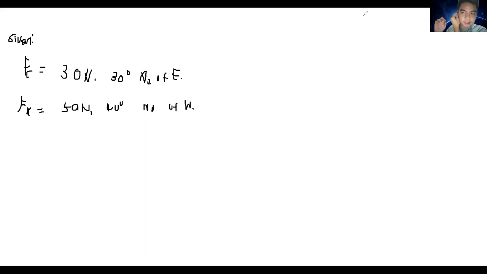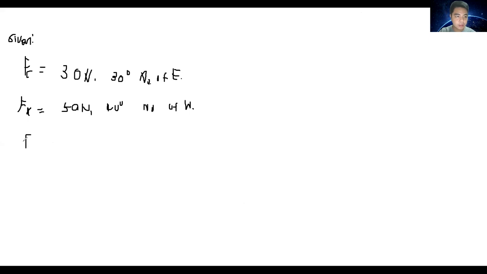So, that is F sub C equals 30 newtons, 30 degrees north of east. The other one is F sub D, equals 50 newtons, 40 degrees north of west. Now, let us determine the resultant vector of these forces. The resultant vector of these forces is called the net force. The net force is the sum of all forces acting on a specific body.